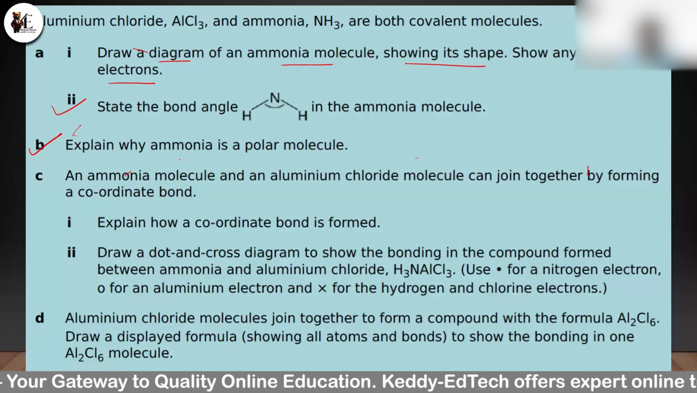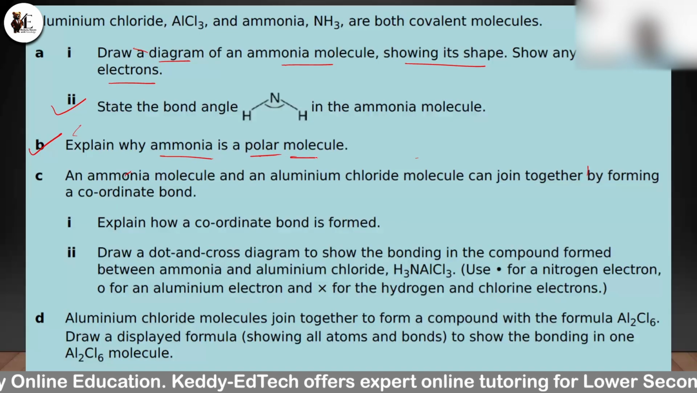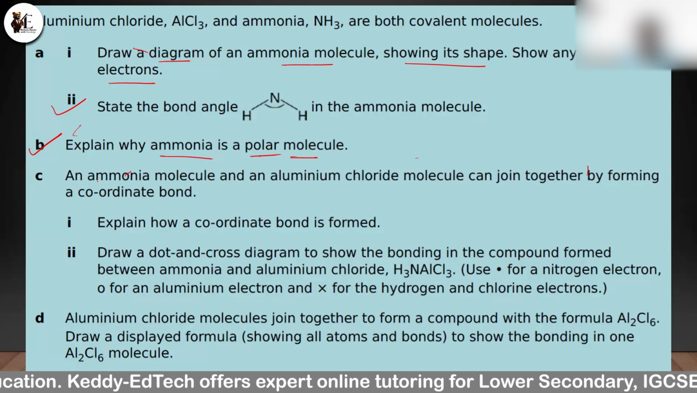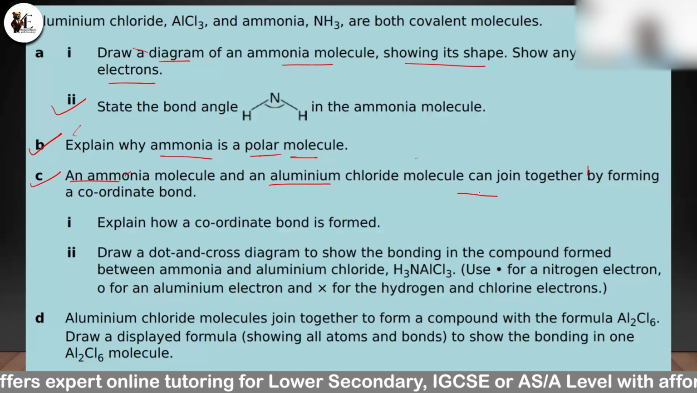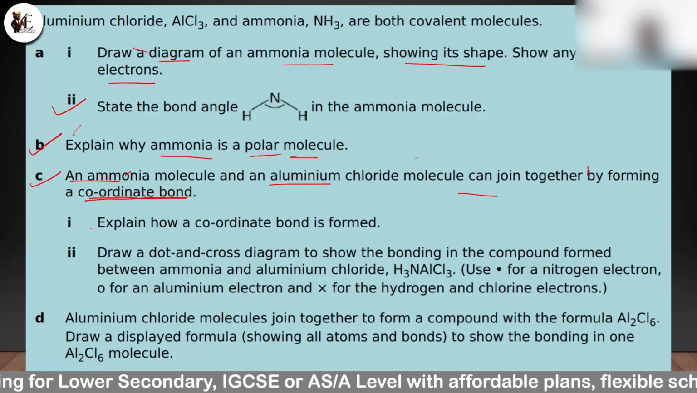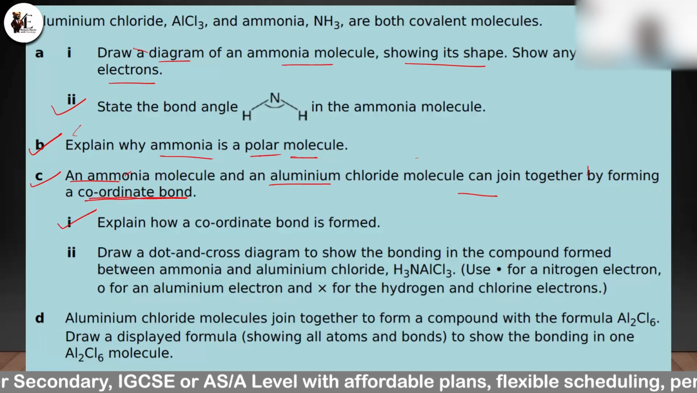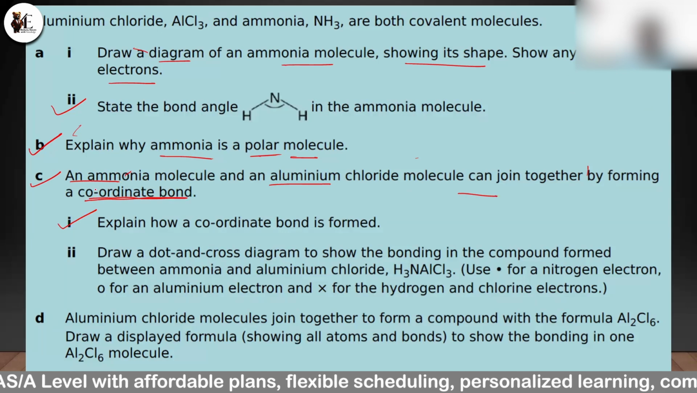B part, explain why ammonia is a polar molecule. Due to the electronegativity difference between nitrogen and hydrogen. Part C, an ammonia molecule and an aluminium chloride molecule can join together by forming a coordinate bond. We have read what a coordinate bond is, right? So you have to explain how a coordinate bond is formed when one atom shares both its electrons.